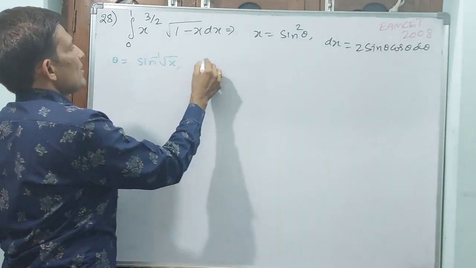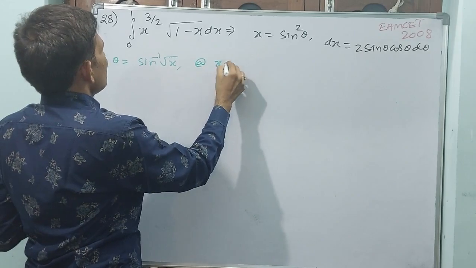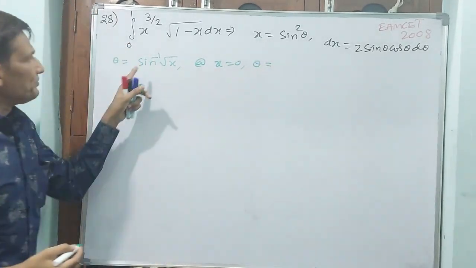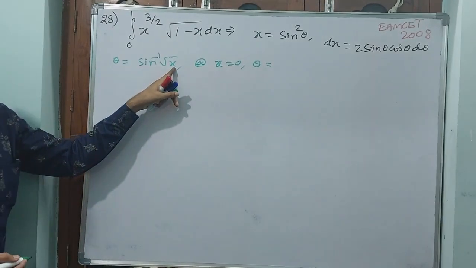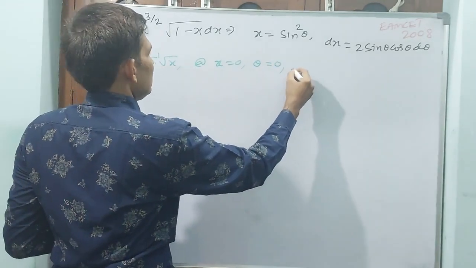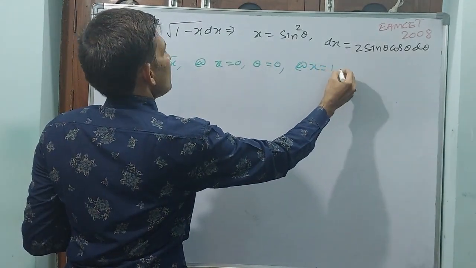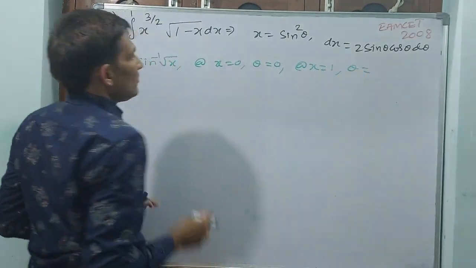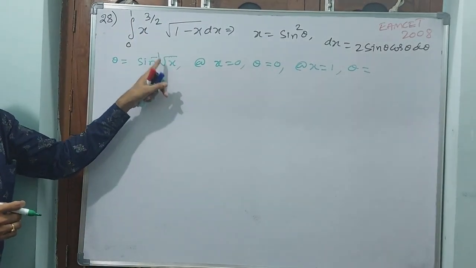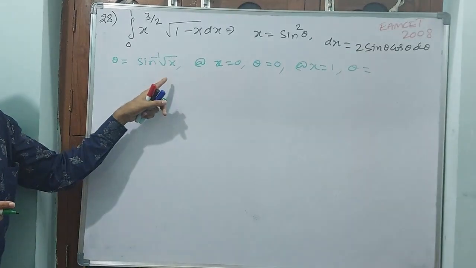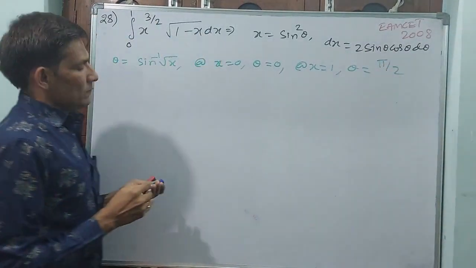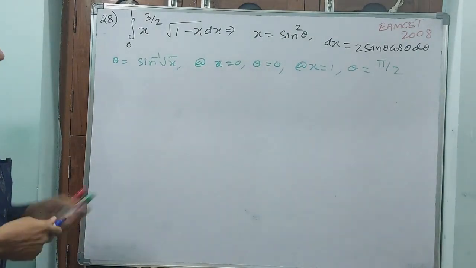Okay, see, at x is equal to 0, theta is equal to 0. Sin inverse of 0, 0 only. Okay. At x is equal to 1, theta is equal to sin inverse of root 1. Root 1 means 1 only. Sin inverse 1, pi by 2. Okay? Now you rewrite this.